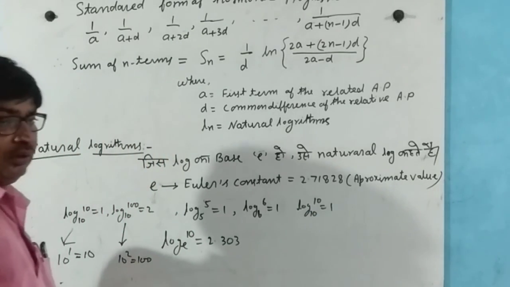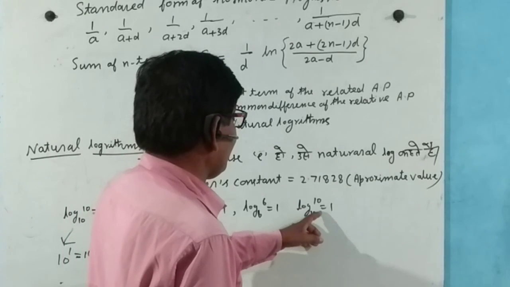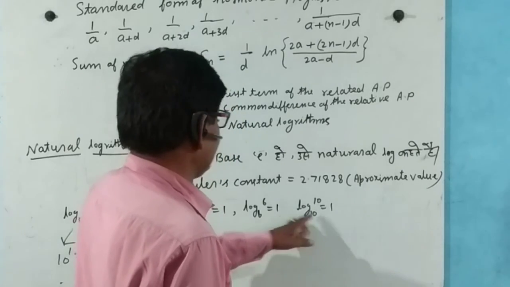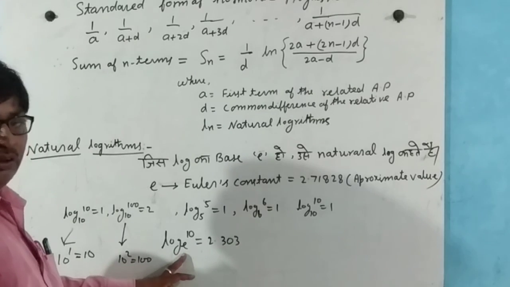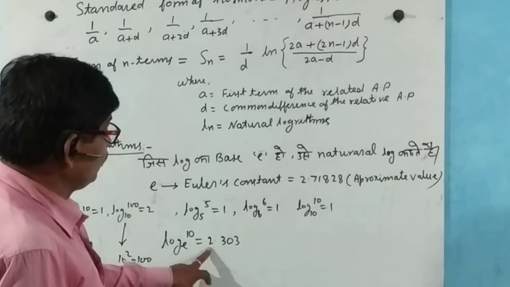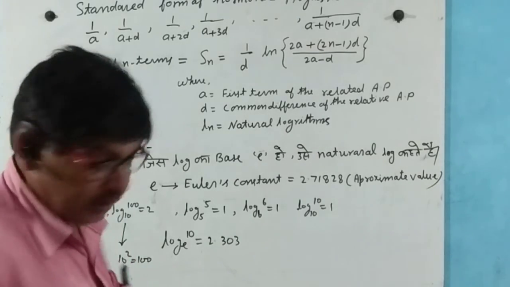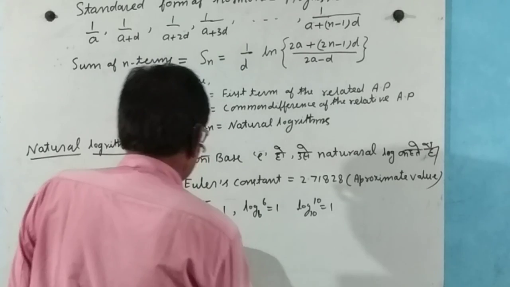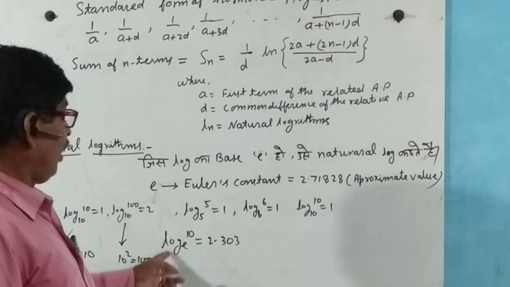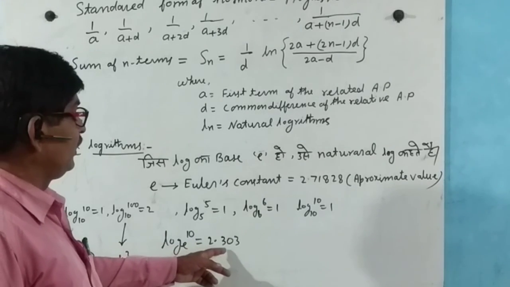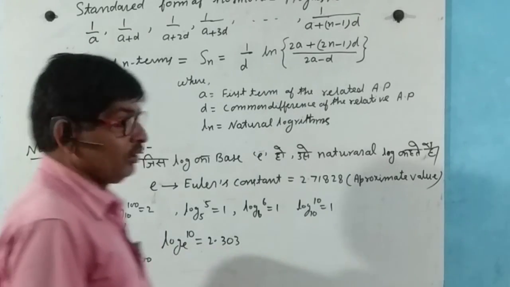Generally in the books they assume the base is 10, but here in this case log 10 base e is equal to 2.303. Some books write log 10 base e equal to 2.302, but in chemistry it is 2.303.